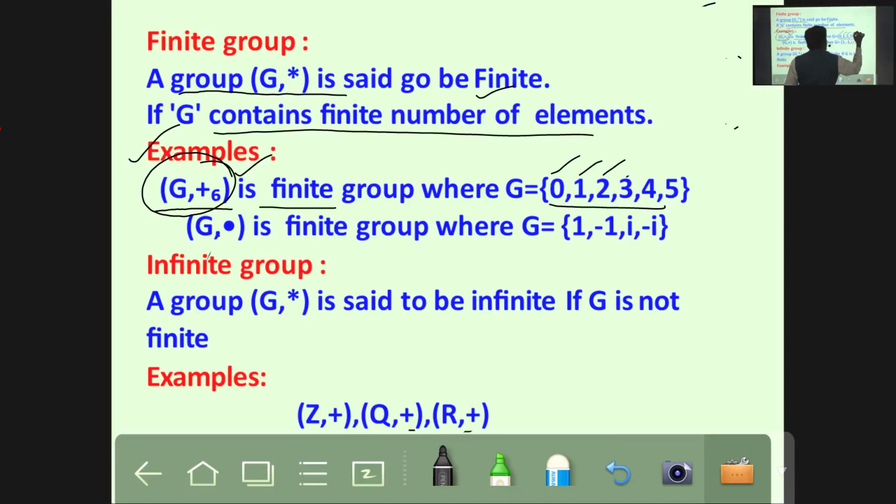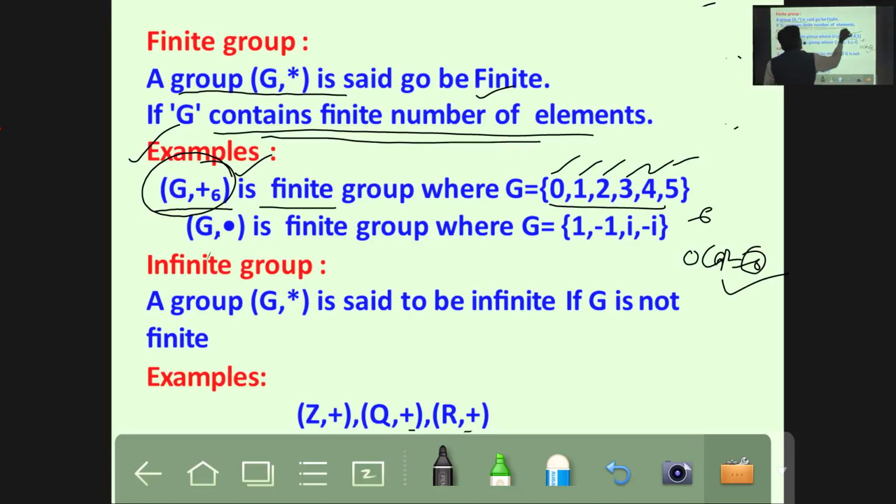0, 1, 2, 3, 4, 5 are the elements, right? Therefore order of G equals 6. Therefore this is finite, because G contains a finite number of elements.